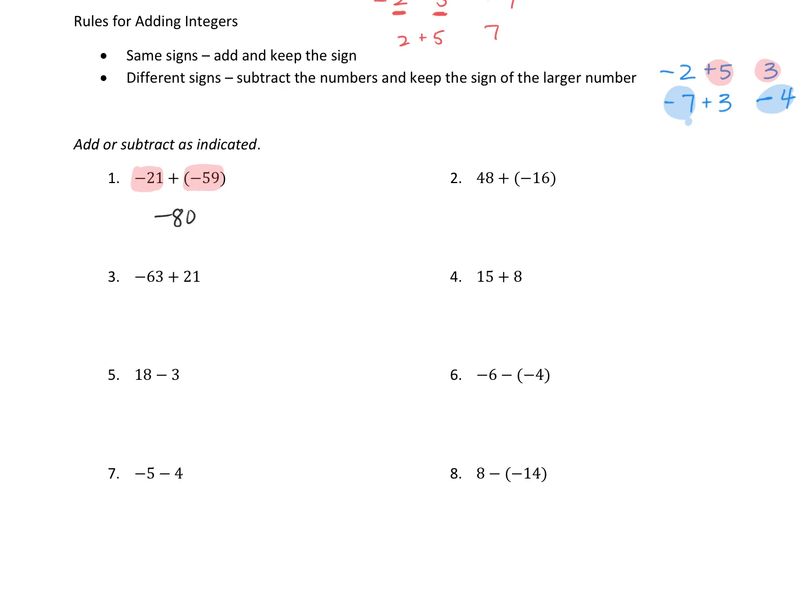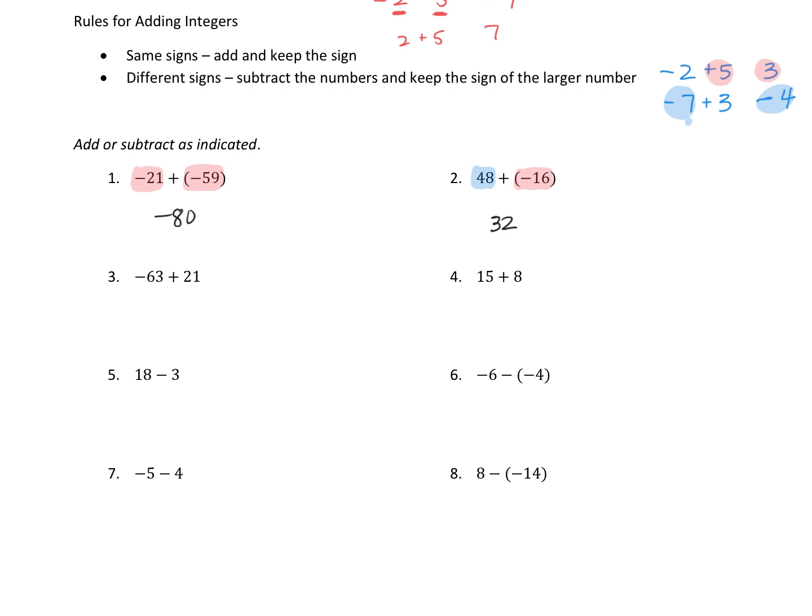Okay, number 2, I have a positive 48. So this is positive. And then I have, well, actually, let me use red for negative. So positive 48, and I have a -16. So you can see that one's positive, one's negative. So these are working against each other. So I need to subtract them since their signs are different. So 48 minus 16 is 32. Notice the larger number is 48. So the answer, 32, is going to be positive.